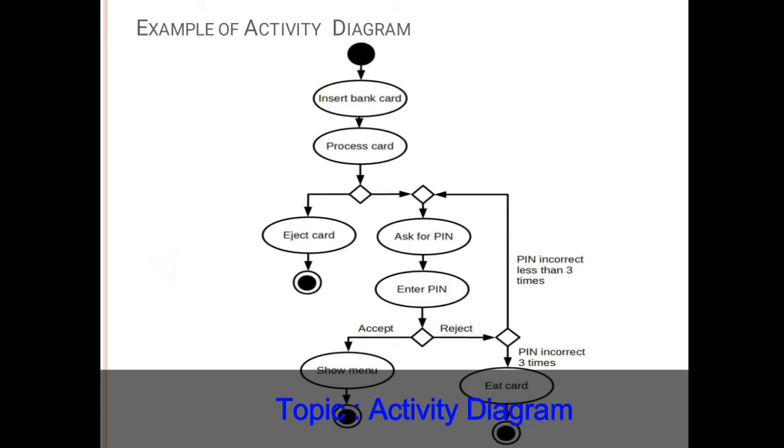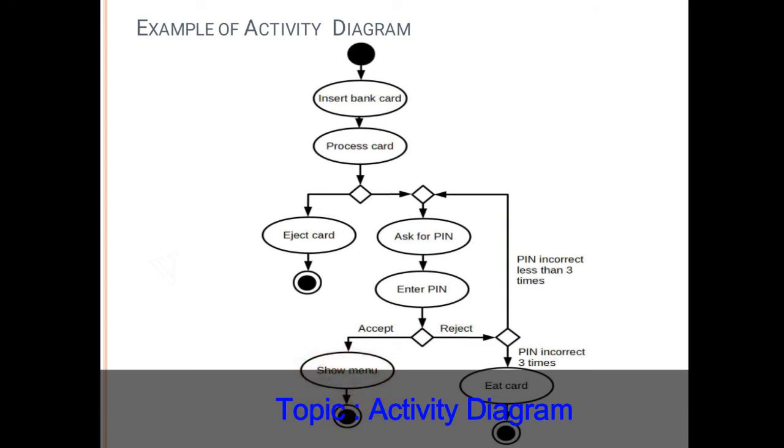But if our card is valid, then the bank ATM system will ask you to enter your pin. So this is the decision-making symbol, and here ask for pin is our activity. Whenever the system asks you to enter your pin number, then enter pin, and then here once again a decision symbol. If our pin number is accepted by the system, then we have to show a pop-up menu on the screen, and finally the task will be completed.